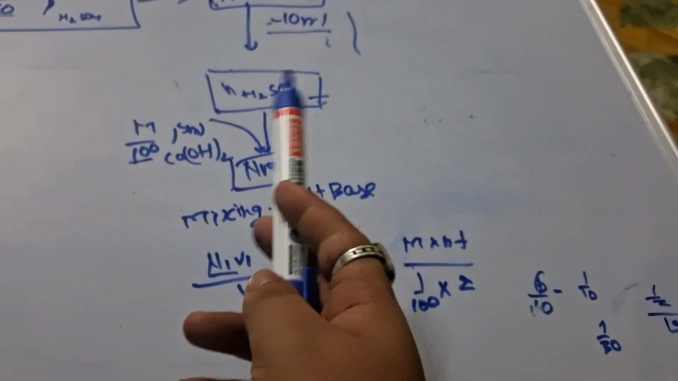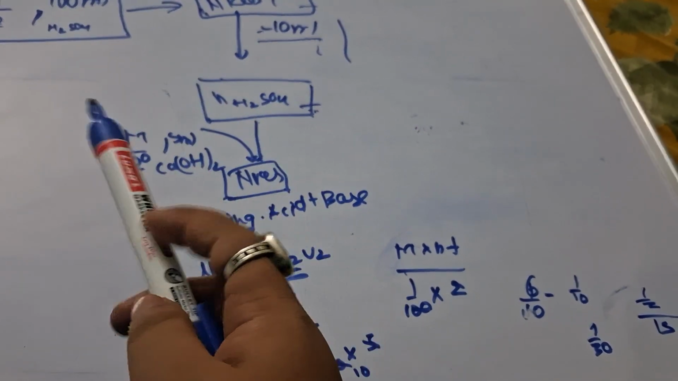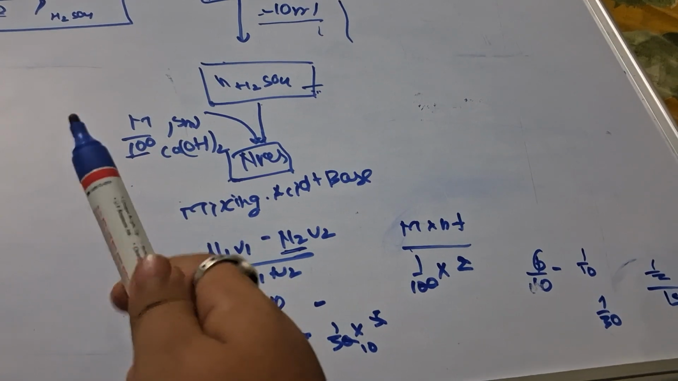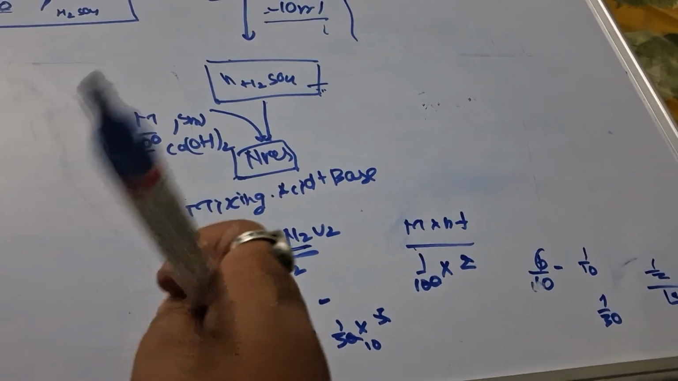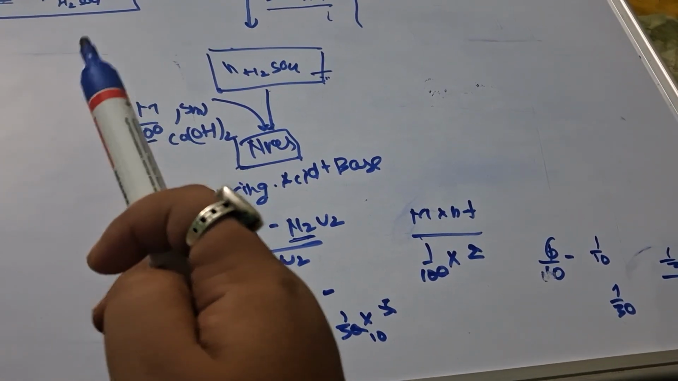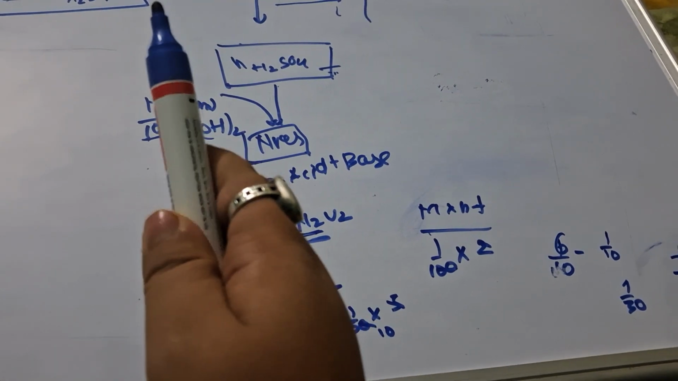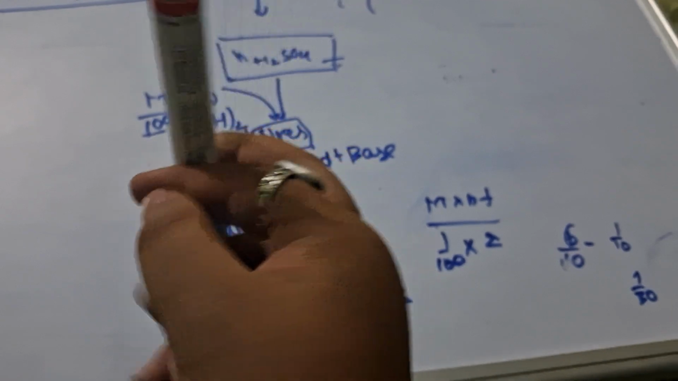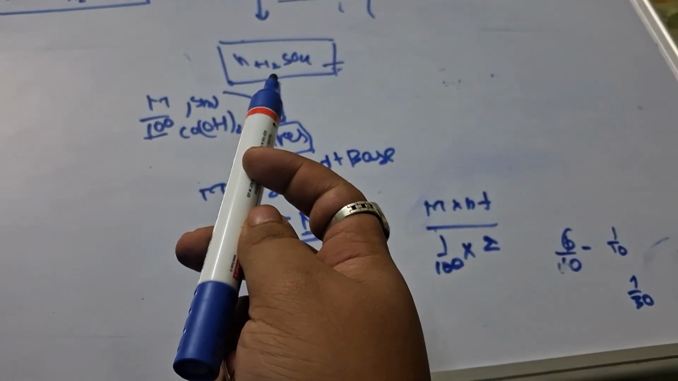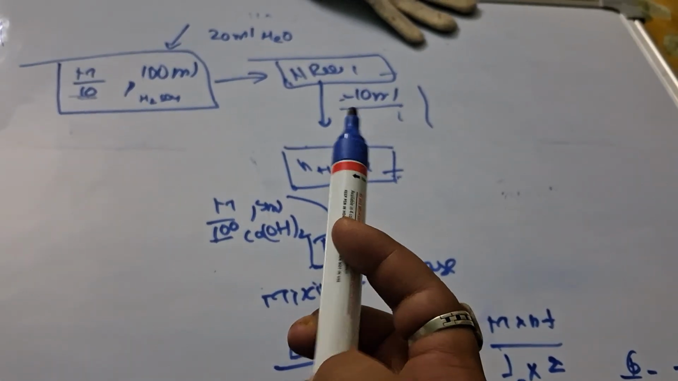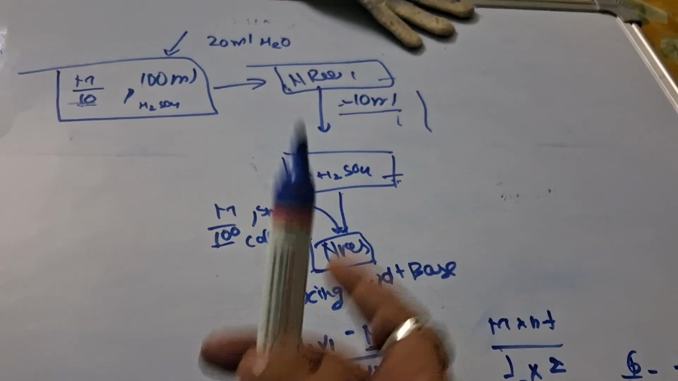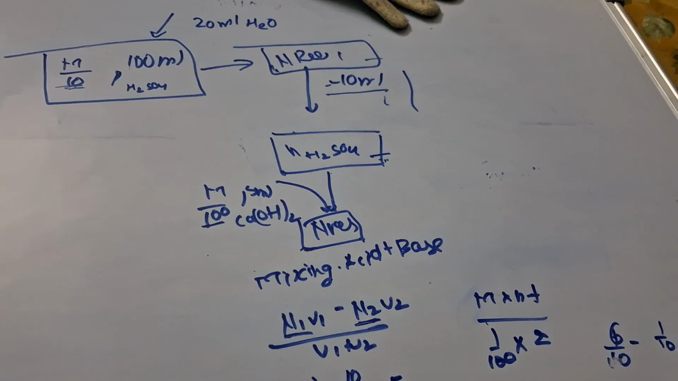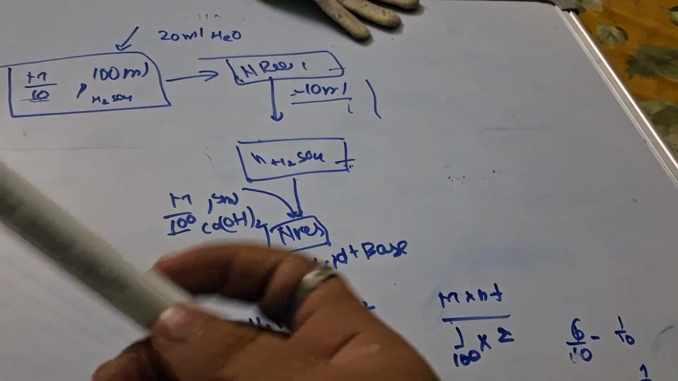What is the normality of this? Normality is going to change. Number of moles upon weight in kgs. What is the molarity of this? Molarity will be the same, no? No, molarity has changed, I think. Or molarity is the same, I don't know. Honestly, I don't know.